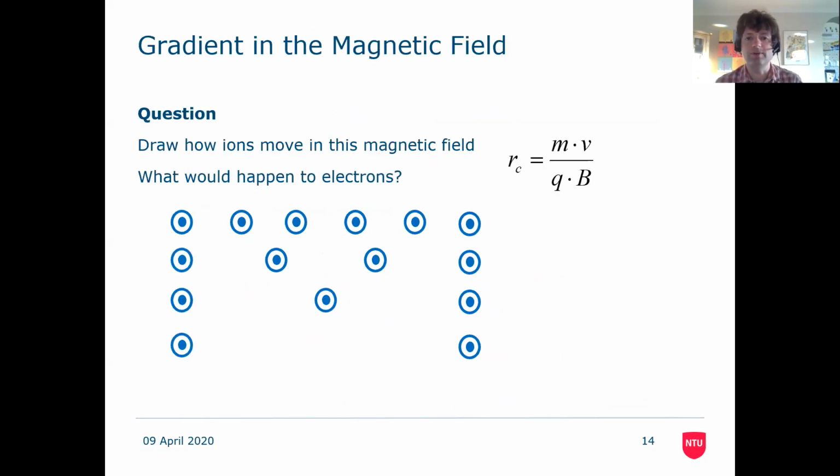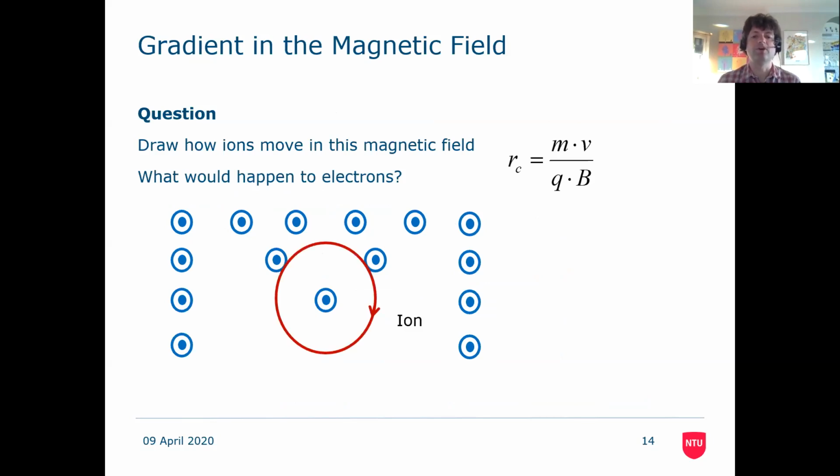So we're going to finish here with a question. In fact, two questions. Suppose we've got this situation here. You can see we've got a magnetic field of varying strength. Here I've drawn loads of magnetic field lines, so it's strong. Here I've only drawn a few, so it's weak. Draw how ions move in this magnetic field.